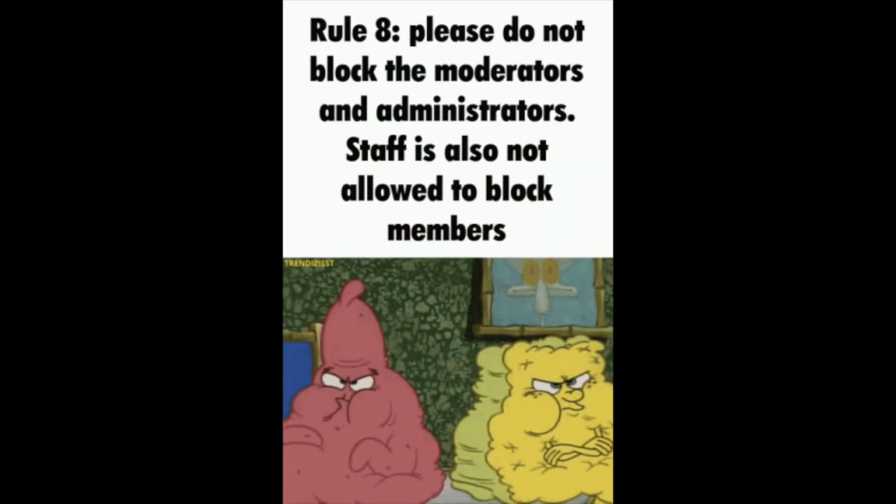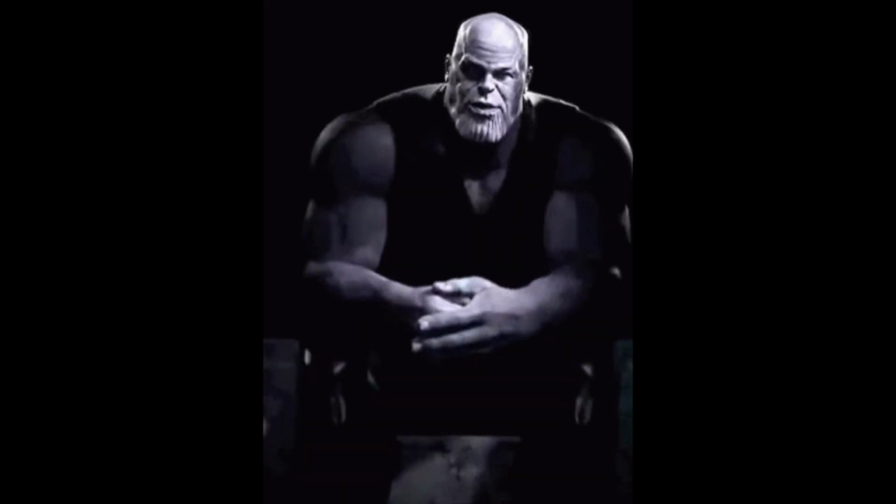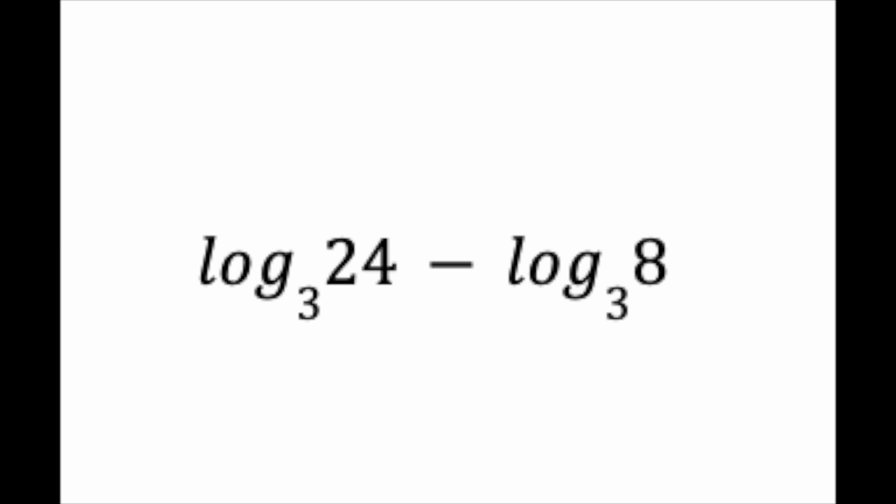Another rule of logarithms is the quotient property. The quotient property may sound and look like gibberish at first, but like the power property, it's quite simple. The quotient property is the conversion of subtraction to division. For example, log base 3 of 24 minus log base 3 of 8.